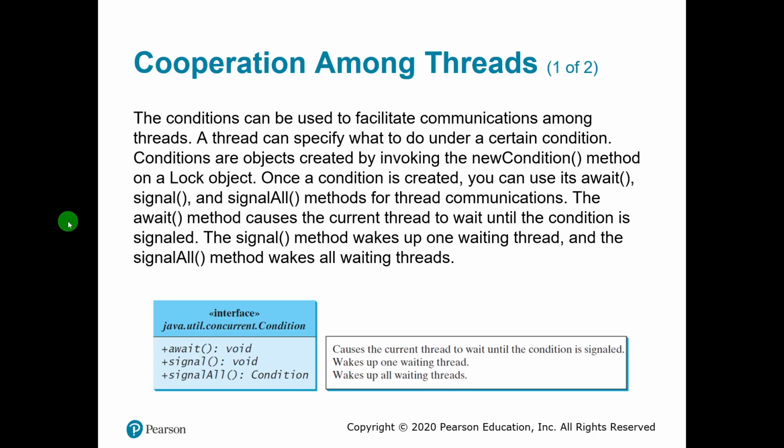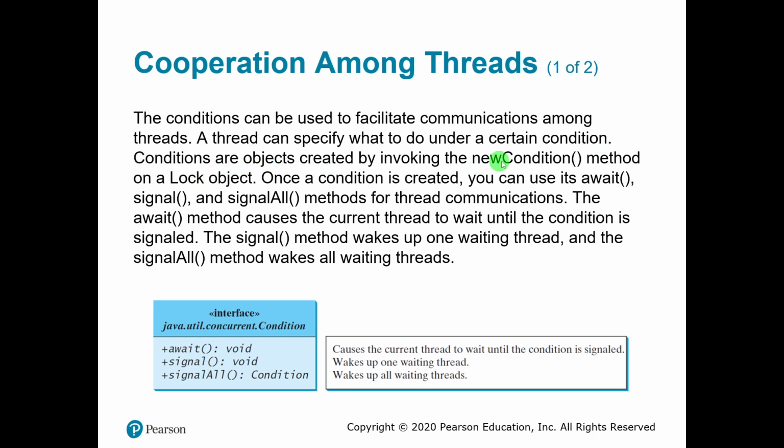Cooperating among threads. What if we have more than one thread that needs to cooperate with another thread? We don't necessarily want one of them hogging it. Sometimes one thread might need to wait on one of the other threads. So we can use conditions for that. We can specify what to do under certain conditions, and conditions are objects.